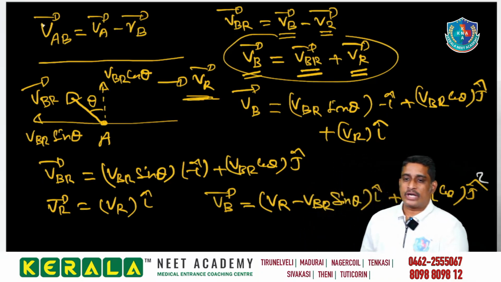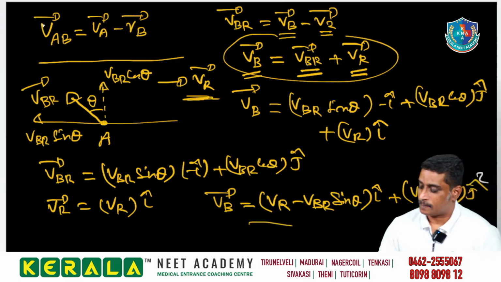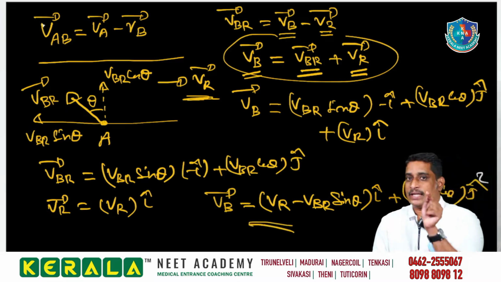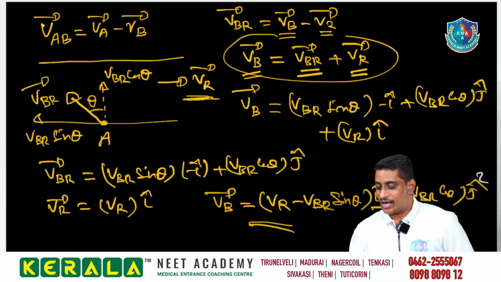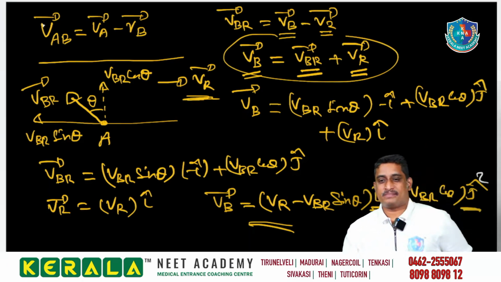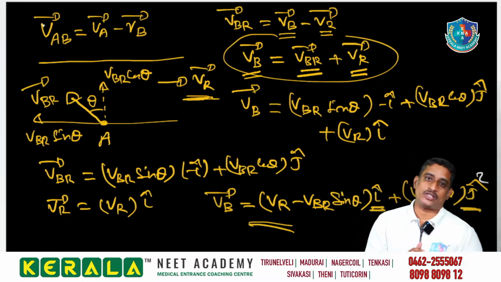See, if you look at this particular equation, the velocity of the boat with respect to the ground has two components. One component is along the positive x-axis, i cap. The other component is along the y-axis. Now let us make some interpretation from this particular equation.